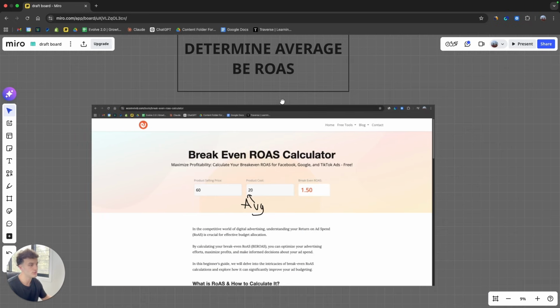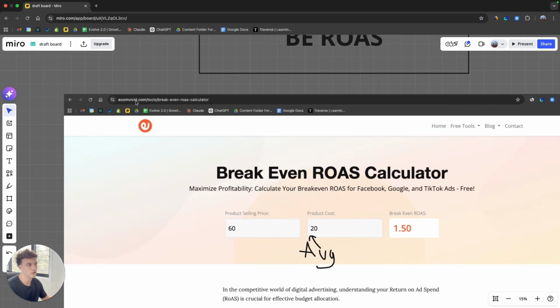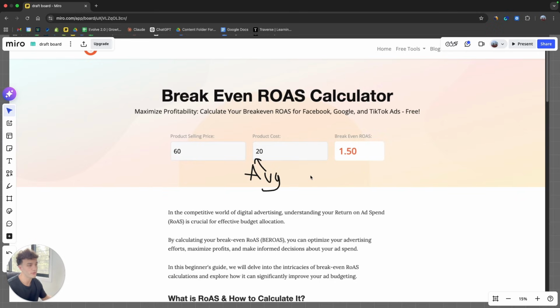Now, there's a few very easy ways you can do this. You can just go to this website here. It's a free break-even ROAS calculator. You just put in your product selling price. You take the average of your product cost, because I know a lot of you guys would be selling to top 4, and the prices might be skewed a little bit. So just take the average out of that.